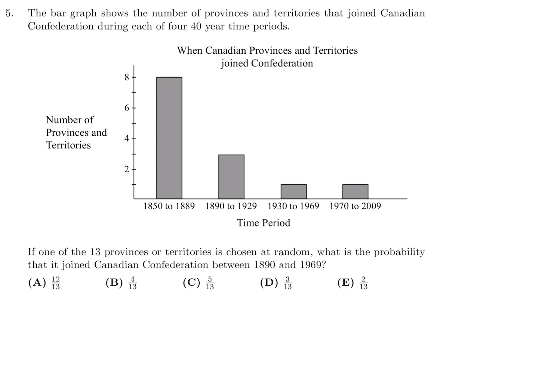The bar graph shows the number of provinces and territories that joined Canadian Confederation during each of four 40-year time periods. If one of the 13 provinces or territories is chosen at random, what is the probability that it joined Canadian Confederation between 1890 and 1969?